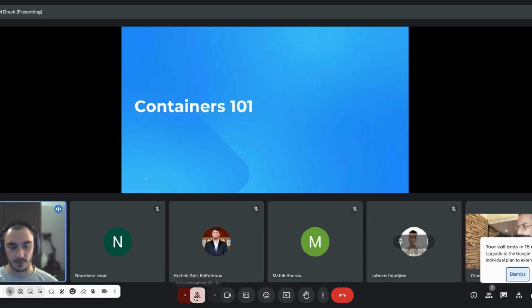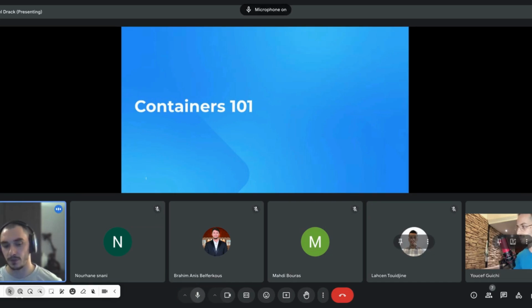Let me just give you a very, very short introduction of what a container actually is, since this is the most basic technological building block to actually build cloud native infrastructure.